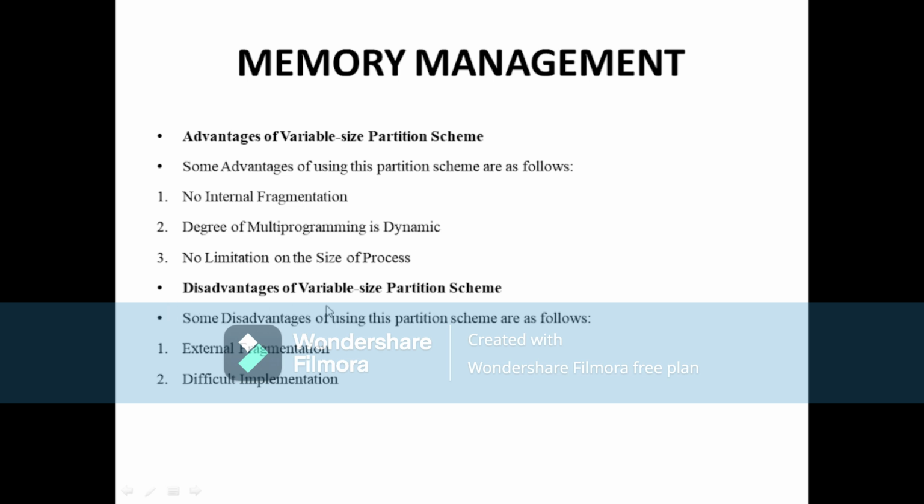Let us see the disadvantages of the variable size partitioning scheme. The first disadvantage is external fragmentation. There will be external fragmentation. And the second disadvantage is that it is difficult to implement, not like static or fixed size partitioning, which is simple to implement, while this one is difficult to implement.